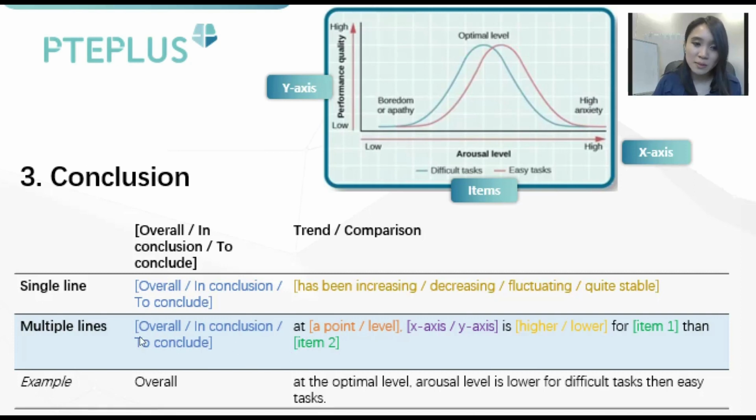So in this case, you want to do something like overall or in conclusion or to conclude, whichever you prefer, at a point or a level, so at optimal level. The x-axis or the y-axis, so in this case, we'll take the arousal level, the x-axis, is higher or lower for difficult tasks, item 1, than item 2, easy tasks. So in this case, it is lower for difficult tasks than easy tasks. Okay, so let's try that again all together. Overall, at the optimal level, arousal level is lower for difficult tasks than easy tasks.